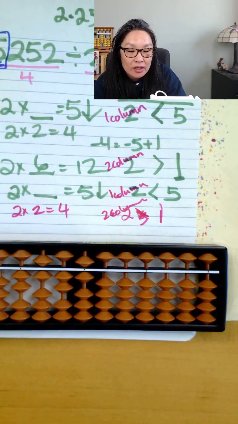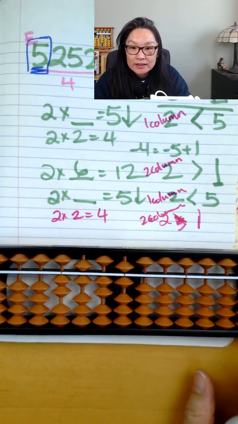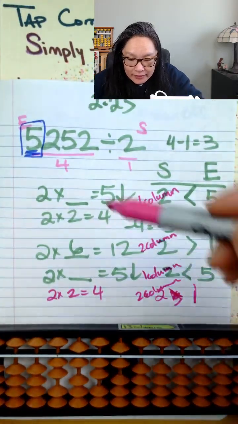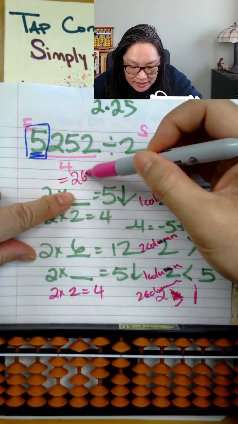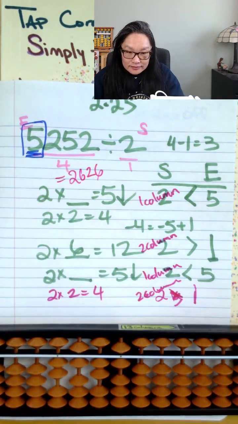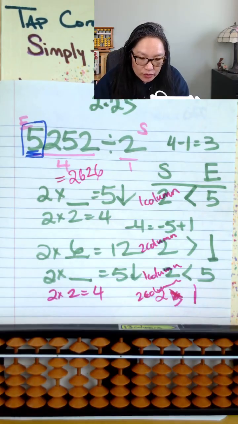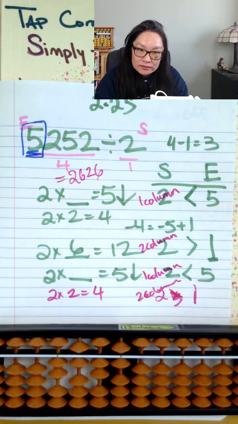How is that? Was that okay? Easy, right? Super easy. My answer. Where's my answer? Ah, there we go. Answer: 2626. I'm telling you, simple to use, easy to understand. You just got to go through the steps. Once you know the steps, it's the same thing over and over again.